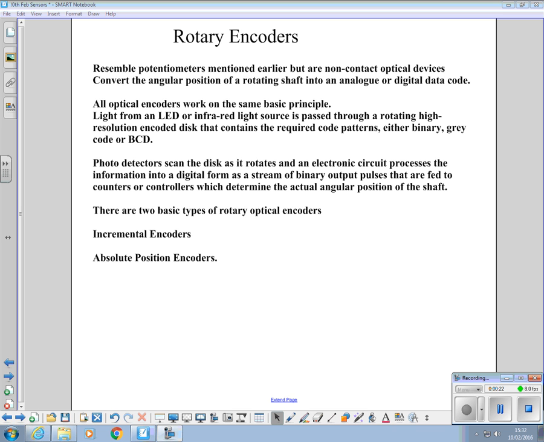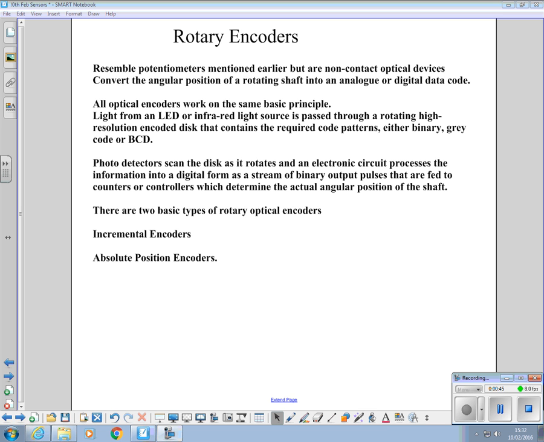Light from an LED or infrared light source passes through a rotating high-resolution encoder disk that contains the required code patterns, either binary, grey code, or BCD. We touched on grey code last week. Re-emphasise what that means this week.